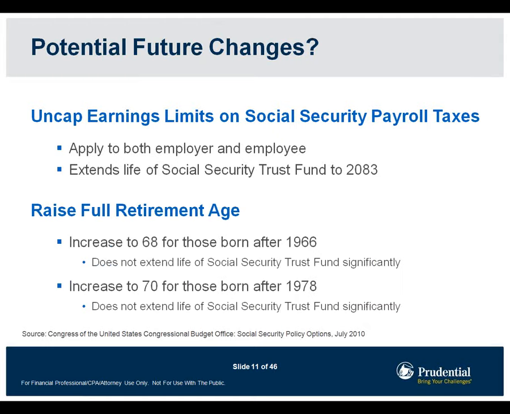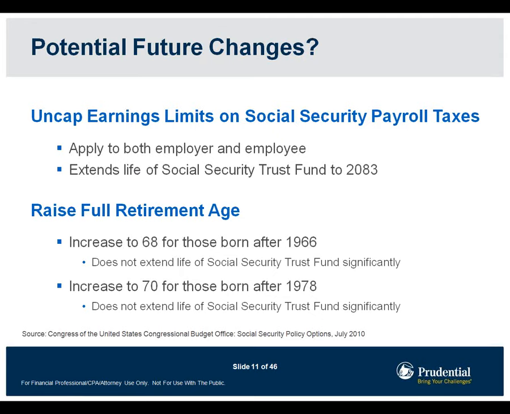Maybe raising the full retirement age. This is likely to happen. Right now, the full retirement age is 66 to 67, depending on when you were born. What if we raise that to 68 or 70? Well, that in and of itself would do very little to extend the life of the trust fund, because by the time I turn age 70, if we see no other changes, there'll be nothing left in the trust fund. But I do think that will be part of some of the changes we're likely to see. I would not be surprised if we did not see an increase in the full retirement age for those born before, let's say, 1965.